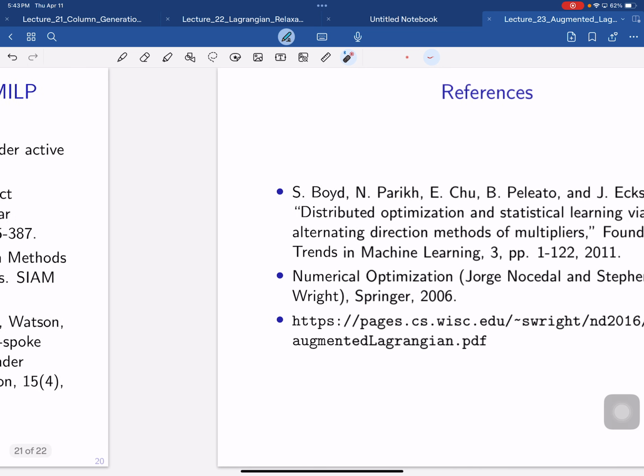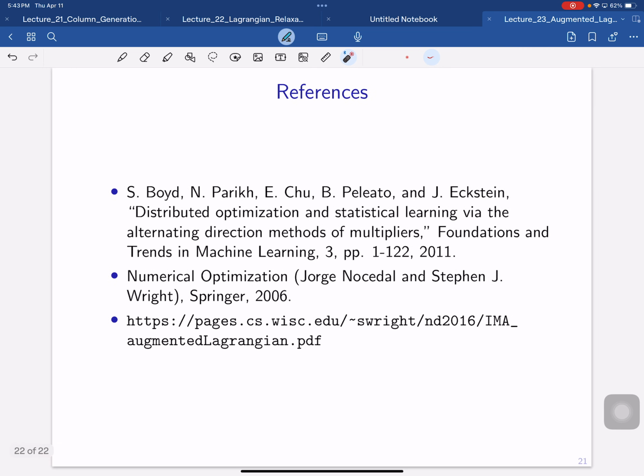And then all the references you can find are here. There is a tutorial by Stephen Boyd on the ADMM method, and then the augmented Lagrangian is from this numerical optimization book. Also there is a tutorial by Stephen Wright, who is an author of the numerical optimization book. You can check these lecture notes as well.